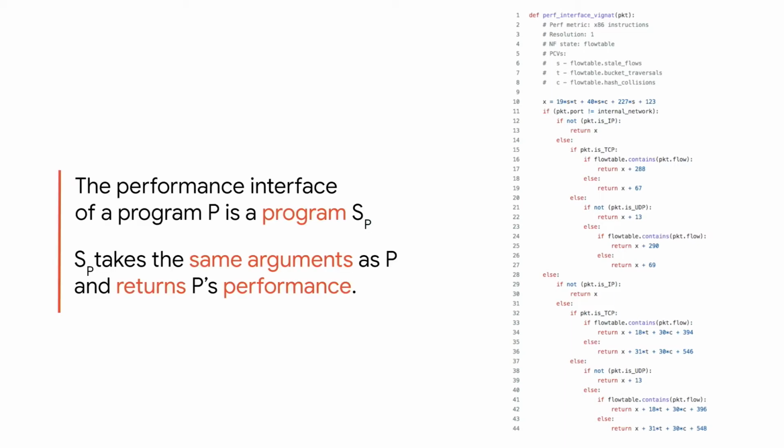Now, first and foremost, the performance interface is a program. And this program takes in the same inputs as the underlying system, and it returns the performance of the underlying system. So in this example, the performance interface takes as input a packet, just like the NAT, and returns the performance of the NAT. Now, most importantly, this interface does not tell you anything about how the NAT actually processes the packet, because the functionality of the NAT is not its concern.